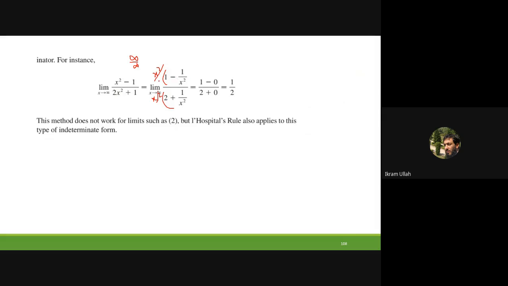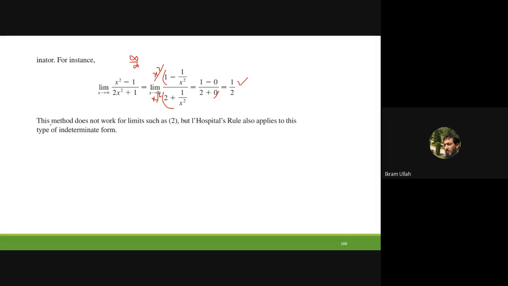Now applying the limits, we get 1 minus 1 over infinity, and 1 over infinity is obviously equal to 0, and 1 over infinity again here is 0. So this is 1 by 2. So the limit of this rational function, when x approaches infinity, we evaluate this limit, and it is equal to 1 by 2.